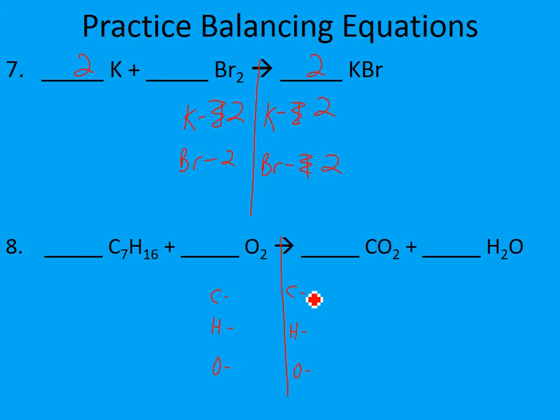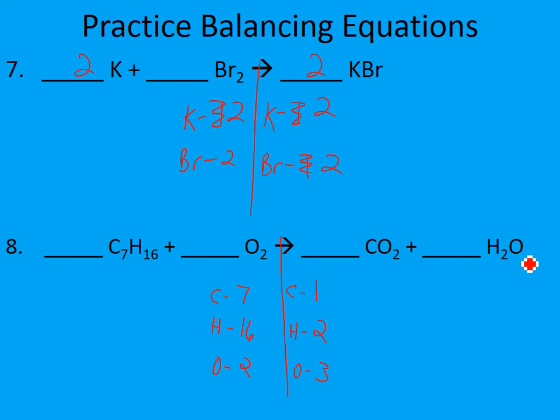How many carbons on the left? 7. How many hydrogens? 16. And how many oxygens? 2. How many carbons? 1. How many hydrogens? 2. And how many oxygens? 3. Yeah, be careful. They're split. So there's 2 here and there's 1 over there. Okay, I just worked from the top down.